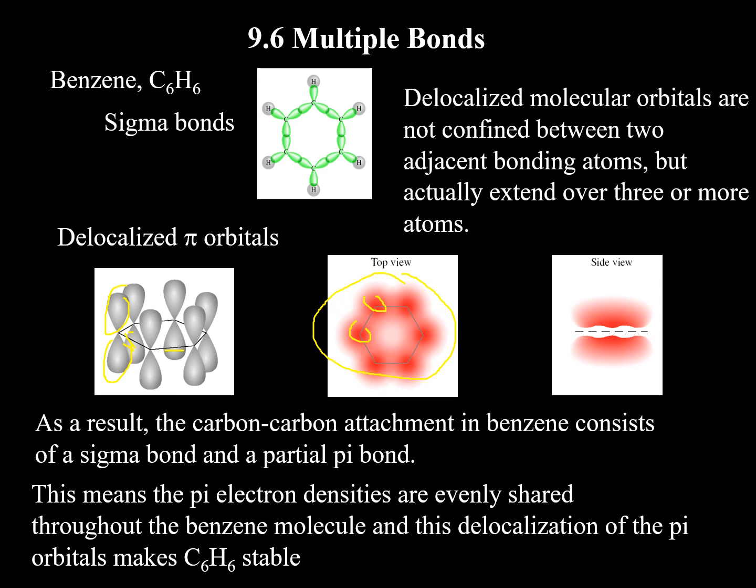This is what you see from the side point of view. The double bonds above and below. The title says the delocalized pi orbitals. These are the sigma bonds which are on the nuclear axes.